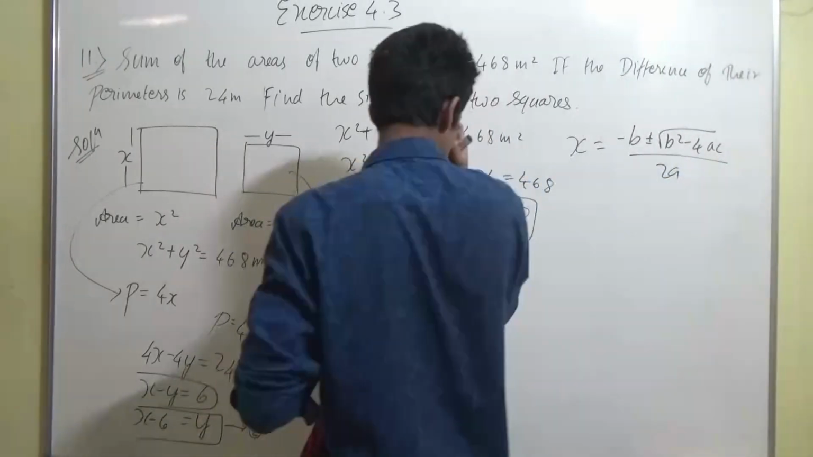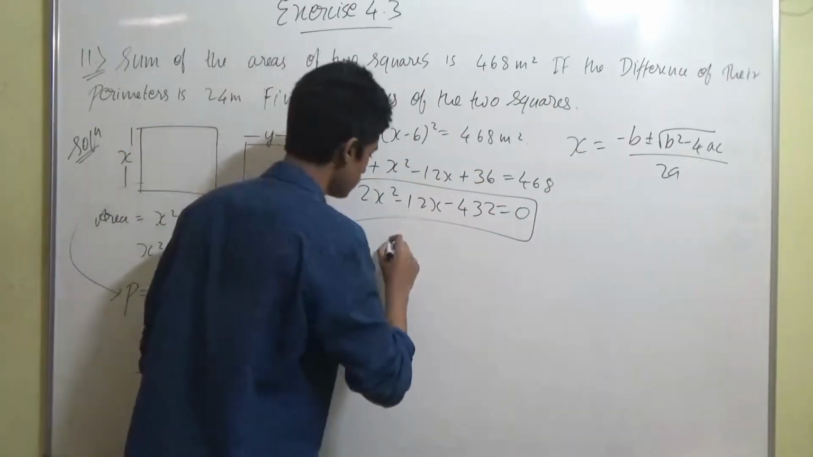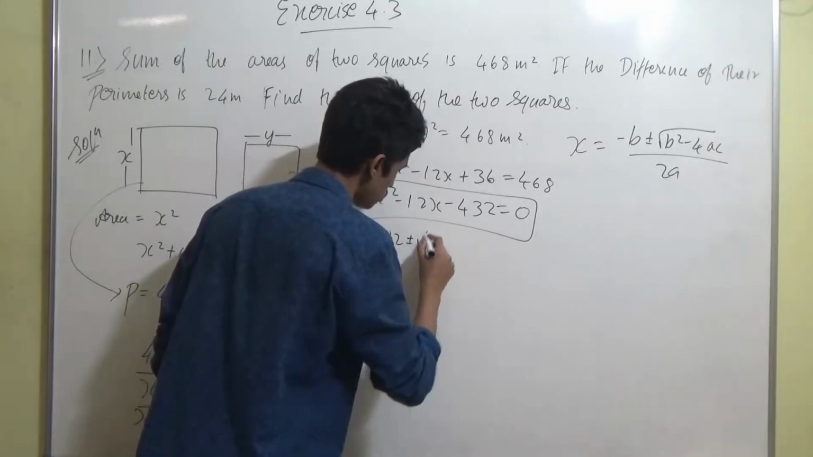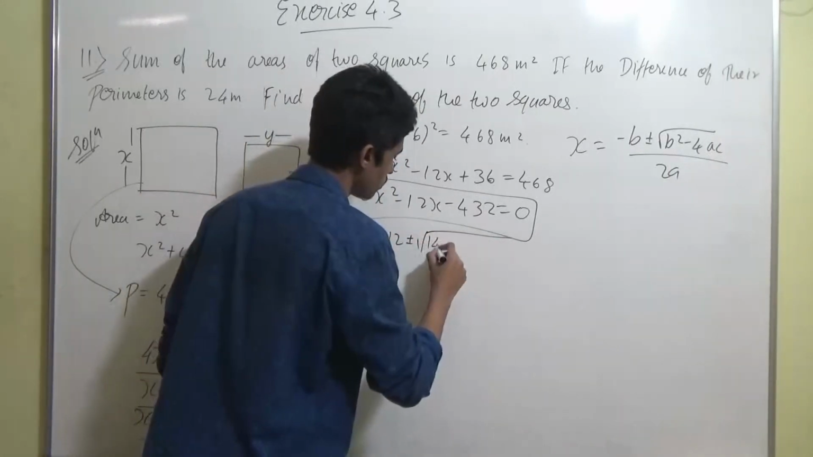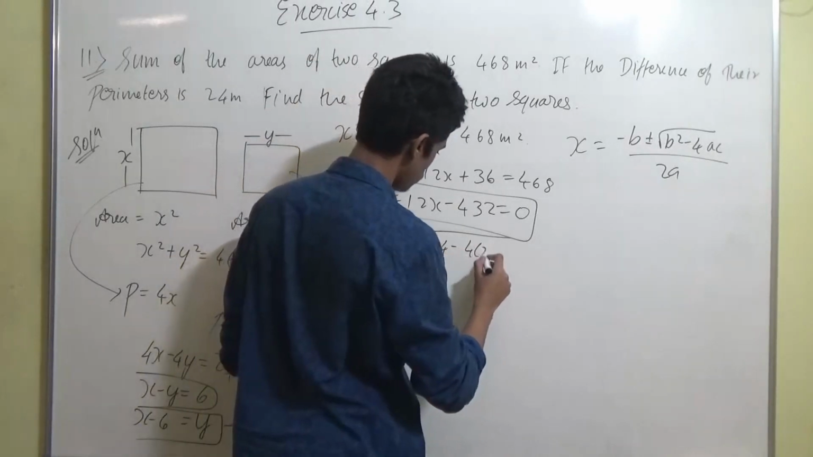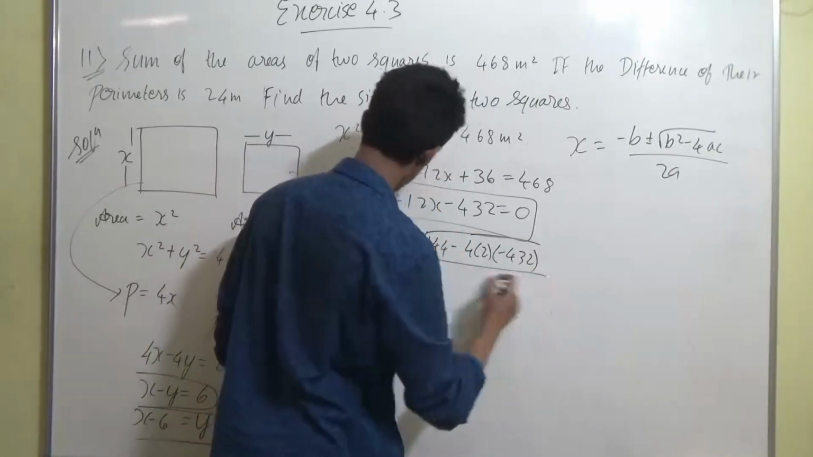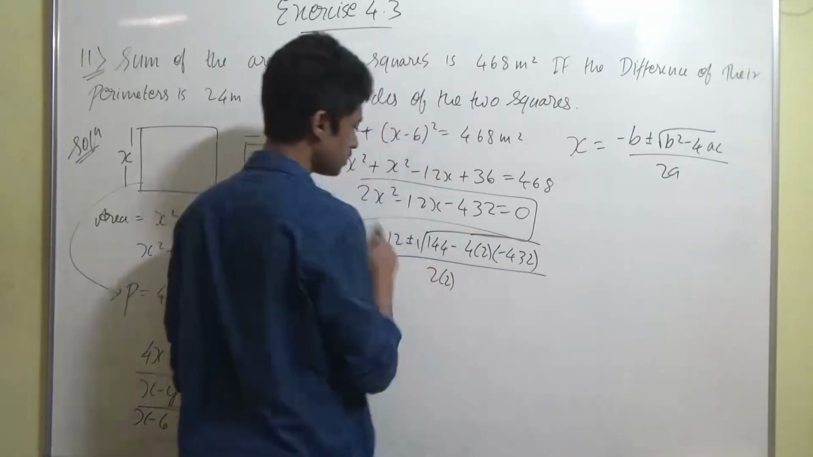Correct? No. Now let's start substituting these values into that equation. It will become minus of minus 12, which becomes 12, plus or minus root over minus 12 squared, which is 144, minus 4ac, that is 4 into a into c, the whole divided by 2 into 2, because it's 2a.